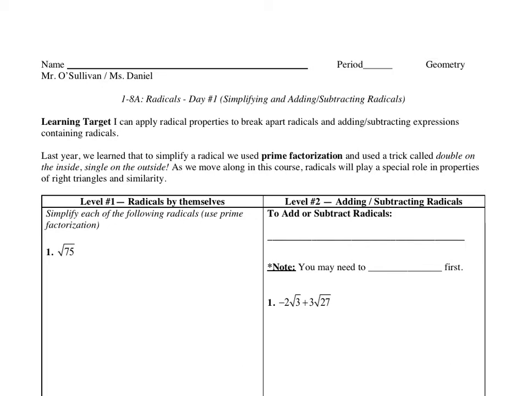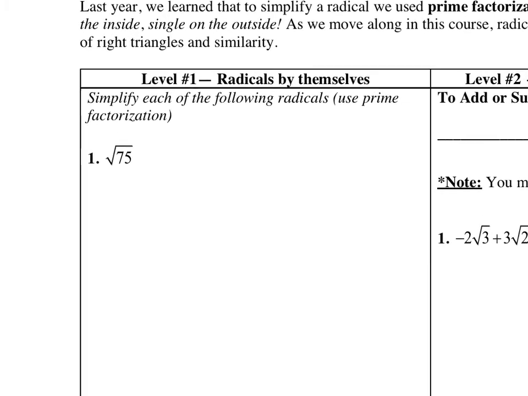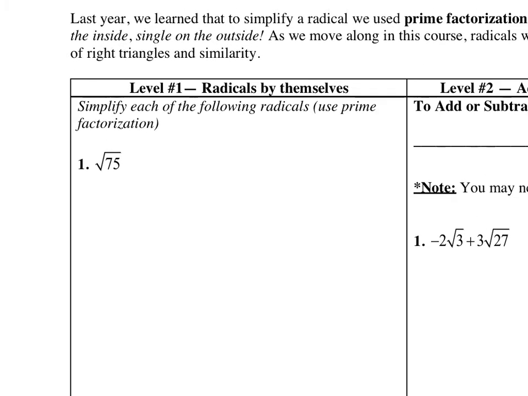So last year we learned that to simplify a radical, we would use this method called prime factorization, and we would use this trick that actually Miss Daniel told me about called double on the inside, single on the outside. As we move along in this course, radicals are going to be playing a very, very special role in properties of right triangles and similarity, which we're going to be covering in the second half of this course, so in 2021. The level 1 questions are going to be pretty straightforward: we're simply just going to be using prime factorization to simplify them.